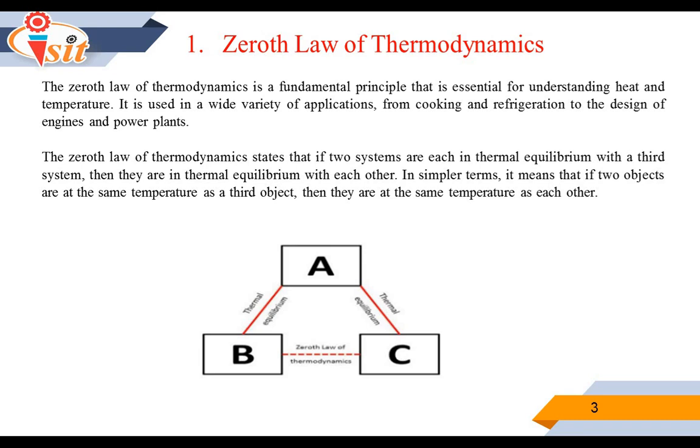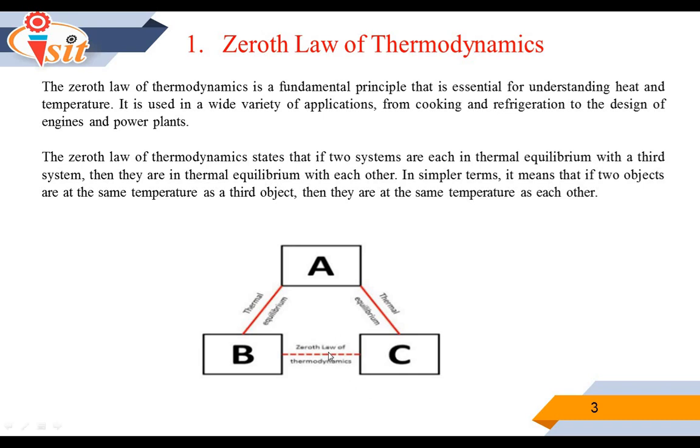So the Zeroth law has a number of important implications. Many examples are there. It allows us to use thermometers. A thermometer is one example to measure temperature. A thermometer is a device that contains a substance that expands or contracts when its temperature changes. When the thermometer is brought into contact with the object, the substance in the thermometer will expand or contract until it is in thermal equilibrium with the object. So the temperature of the object can be read from the scale on the thermometer.